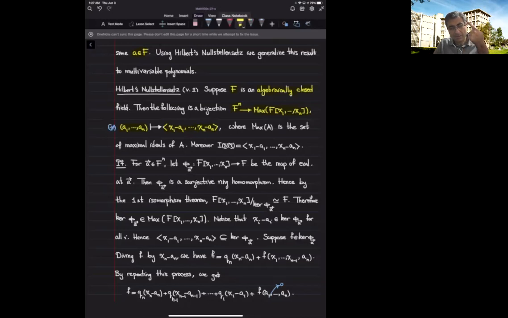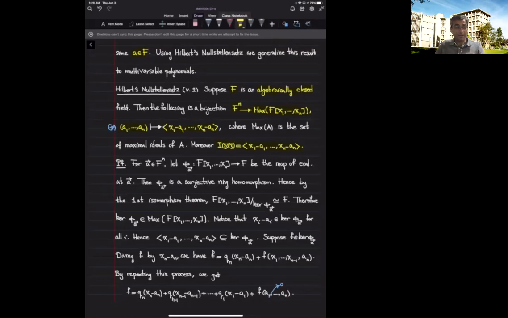Every maximal ideal is of this form. And moreover, this ideal consists precisely of those polynomials that vanish at the point A. Okay, so now again, this second version of Hilbert's Nullstellensatz gives us a bijection between the points of F^n and maximal ideals of the ring of polynomials in n variables. And this bijection is very concrete.